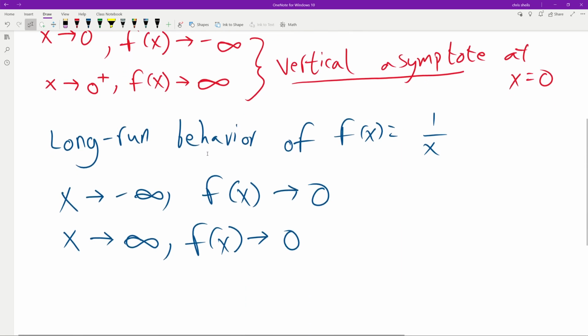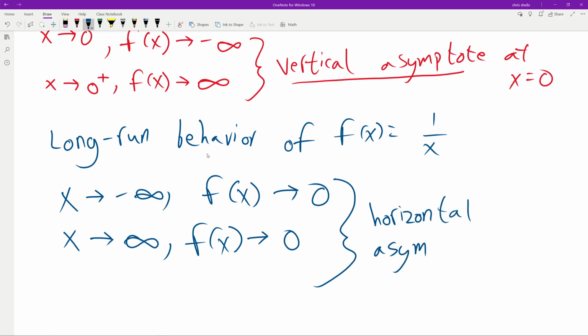Notice how my long run behavior is really the same on both sides. This graph is leveling out to the same y value as I go out towards positive and towards negative infinity. This behavior creates a horizontal asymptote. They're getting closer and closer to this y value of 0, so this is at y equals 0. So this graph is getting closer and closer to this horizontal line of y equals 0 as my input becomes very large in the negative and in the positive direction.